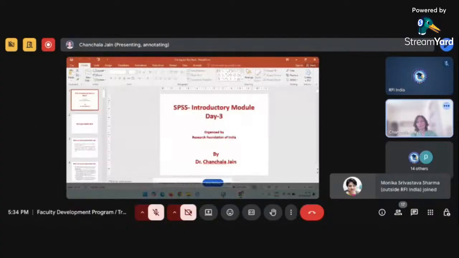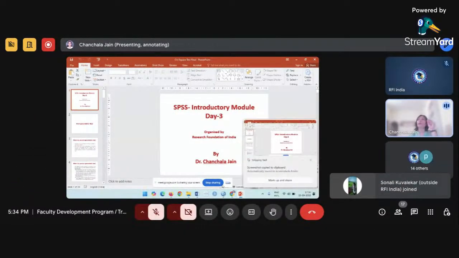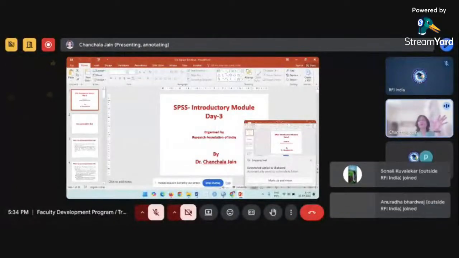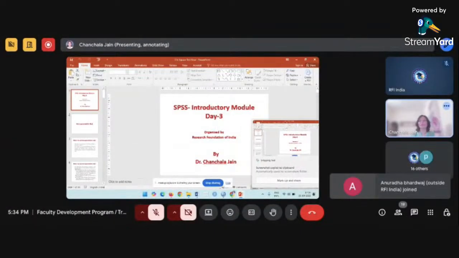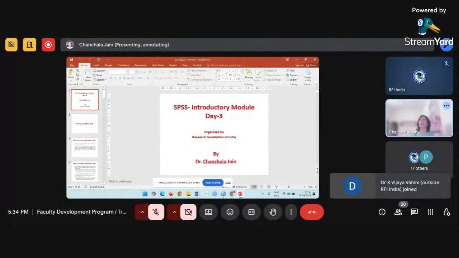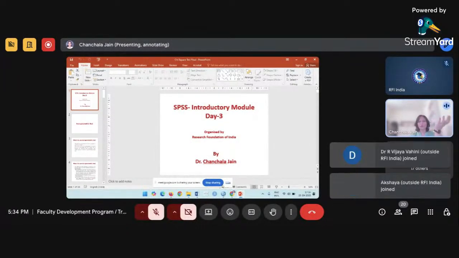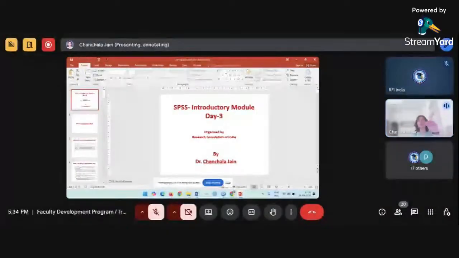So, starting with today's agenda, till now we have understood a few things like what is a variable, what are the types. We understood what the measurement scales are. Also, we have explored the interface of SPSS. We have tried to understand the concept of normality and reliability. Now it's time to dive into the statistics and use the statistical tests, right?